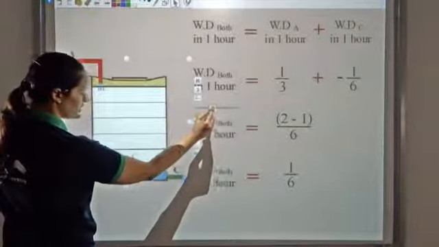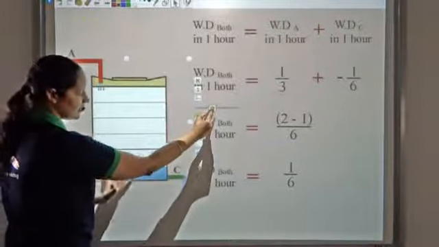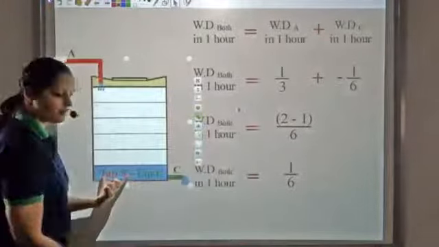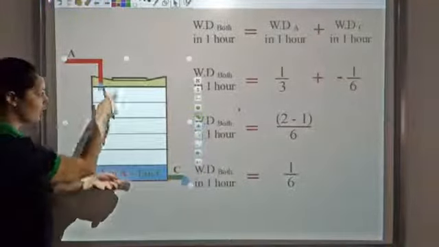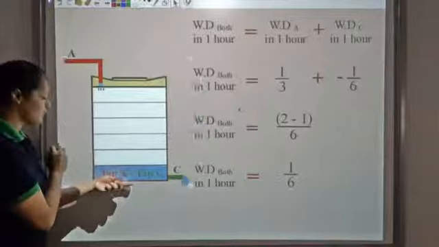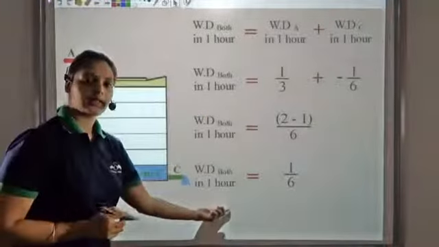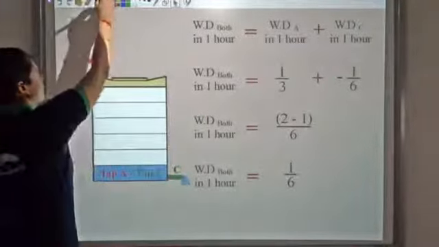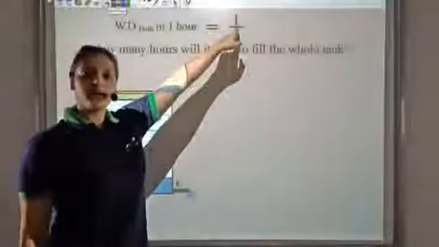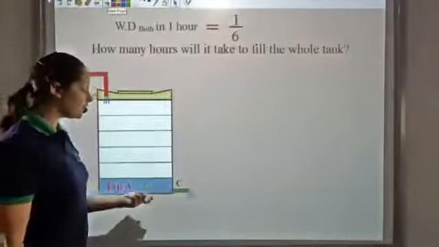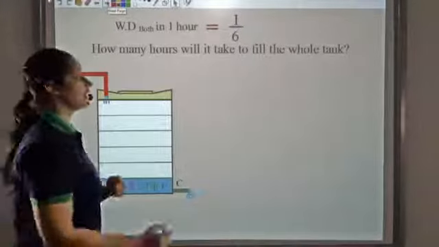So I divide it into 6 equal parts. You can see that this portion is nothing but tap A minus tap C, which is one of those 6 equal parts. So this is 1/6. Work done in an hour is 1/6. So now, if work done in 1 hour is 1 by 6, how many hours will it take to fill this tank? We can easily find that.